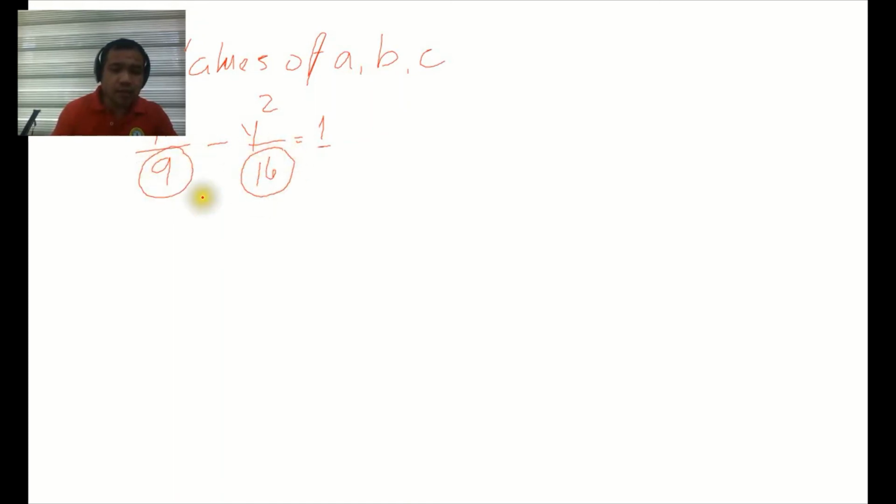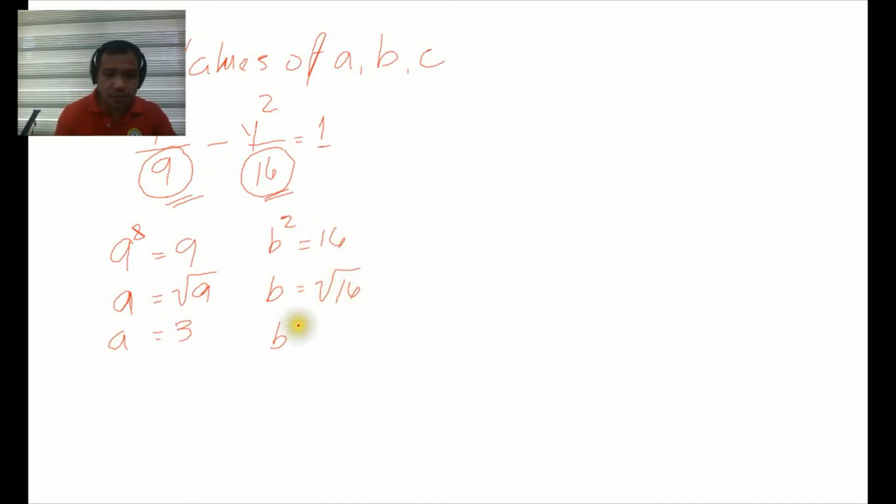Next, paano naman natin malalaman yung values ni a, b, and c? So, third, values of a, b, and c. Para malaman natin yung values ni a, b, and c, una, check natin, nandun na ba siya sa equation? Right now, ang equation natin is x squared over 9 minus y squared over 16. Ito yung value ni a squared at ito yung value ni b squared. So, mula dito, a squared is equals to 9. Therefore, a is equals to square root of 9, or a is equals to 3. Then, b squared is equals to 16. So, b is equals to square root of 16, or the value of b is 4.